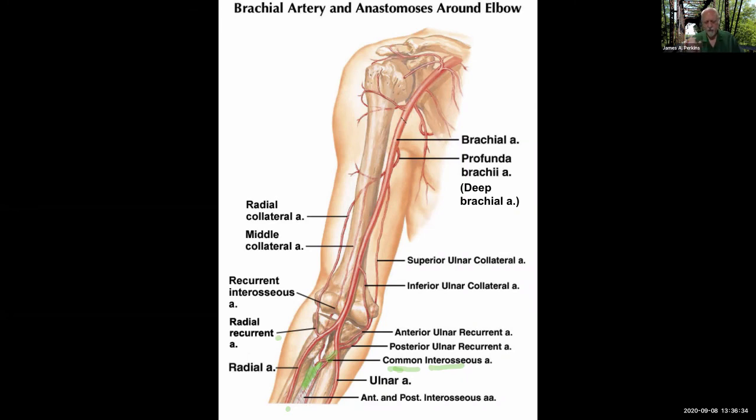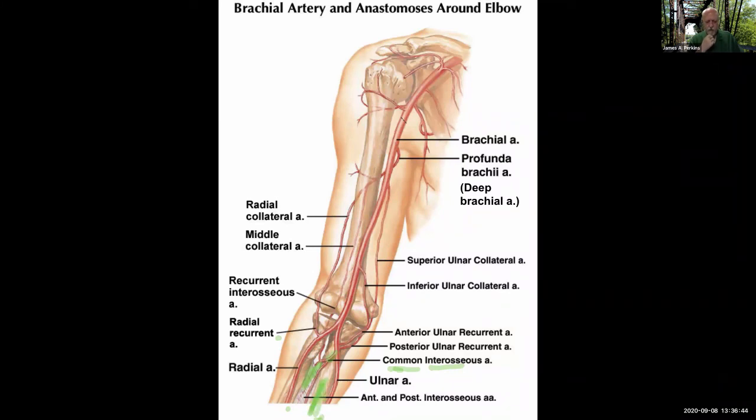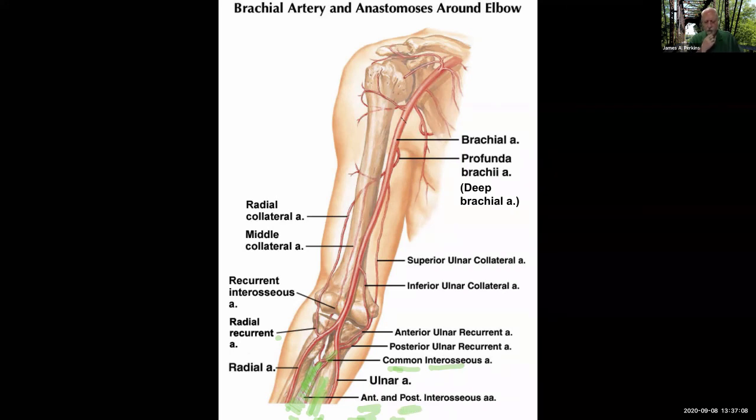The common interosseous is frequently a very short little trunk. It may only be a couple millimeters long, and it very quickly divides into three other branches. It gives off an anterior interosseous artery that runs down the anterior surface of something called the interosseous membrane. You might be able to see in here, I've got all my scribbles in the way, but there's a membrane that connects the shaft of the ulna and radius. So this anterior interosseous artery is running down the anterior surface of that interosseous membrane. There's also a posterior interosseous artery running down the posterior surface of that interosseous membrane.